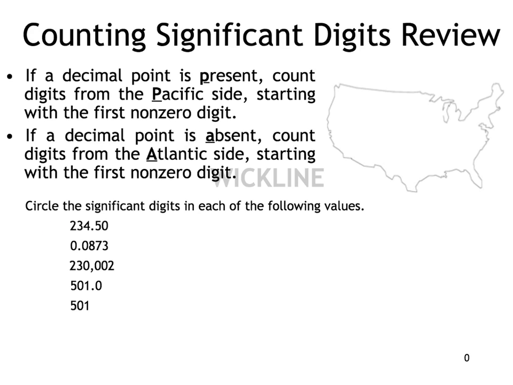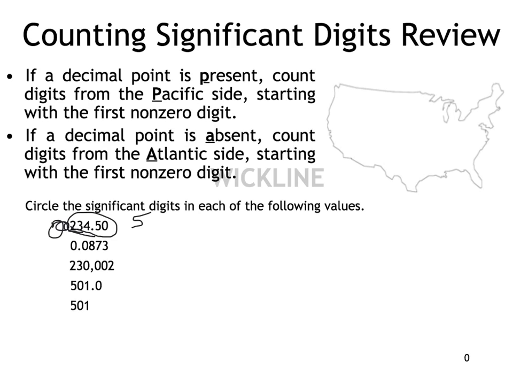So in the case of this first number, the 2, the 3, the 4, the 5, and the 0 are all going to count because we're starting at the 2 and going all the way to the end. Since the decimal point's present, we're going to the Pacific side over here and counting on our way in. So I see 5 digits.